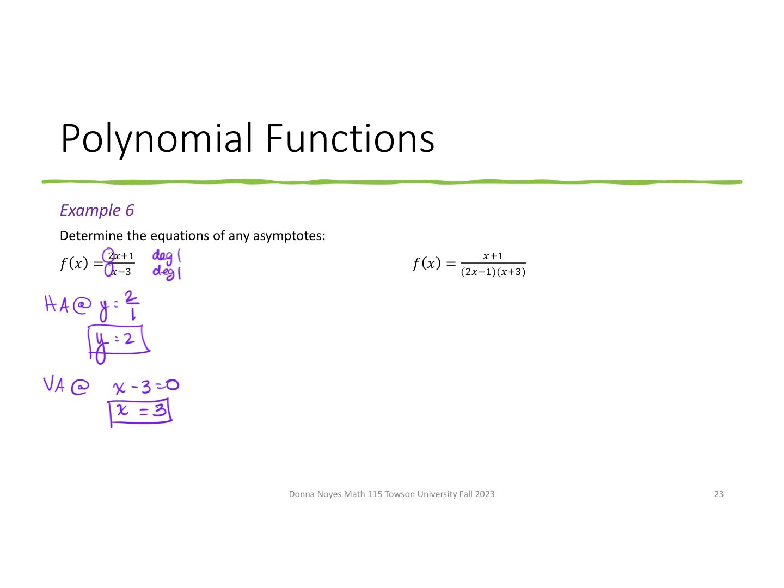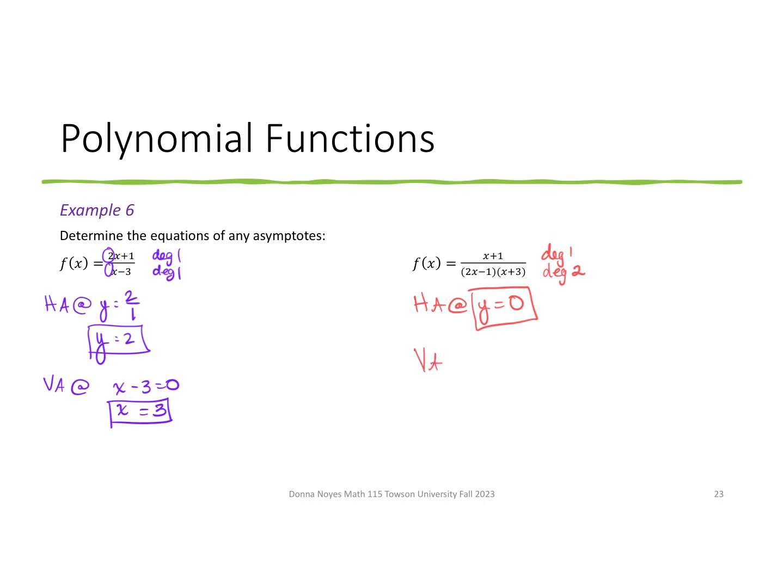Let's talk about the second one here. This f of x says that we have x plus 1 over 2x minus 1 and x plus 3. Now here we have a degree of 1 in the numerator, but we have a degree of more than 1 in the denominator because we have 2x and an x. That would give us an x squared. So we have a higher degree in the denominator. So that tells us that we have a horizontal asymptote at the x-axis, which is y equals 0.